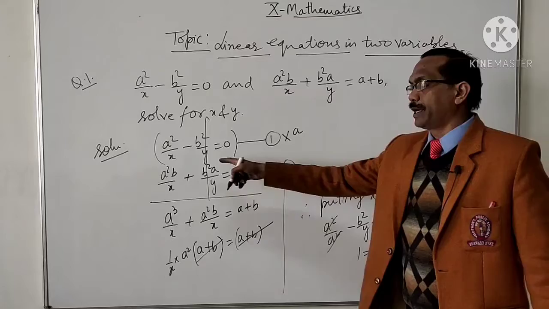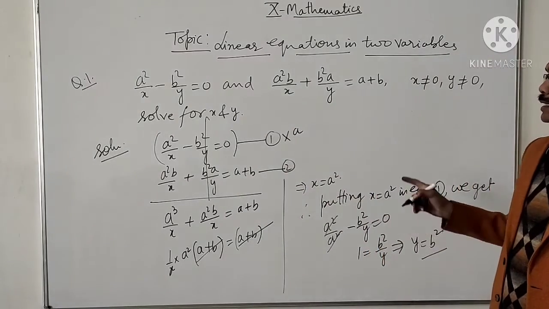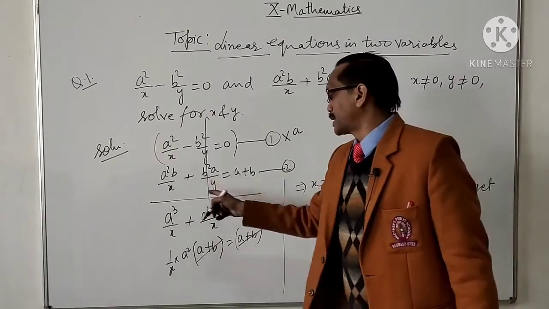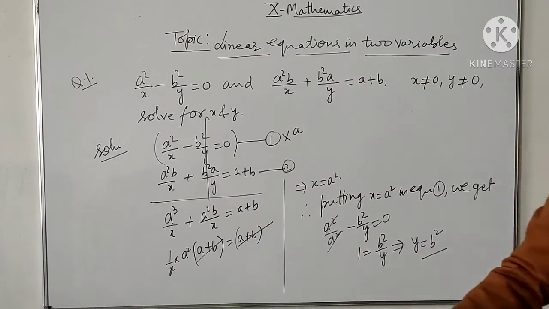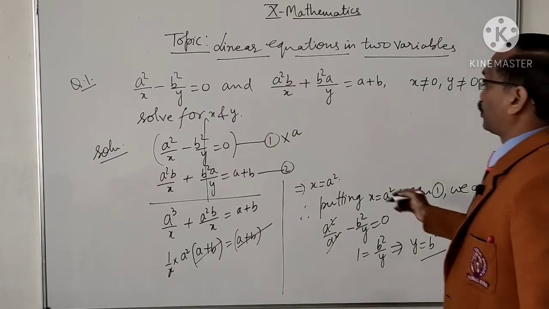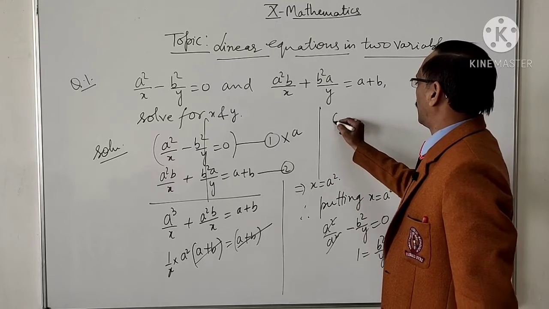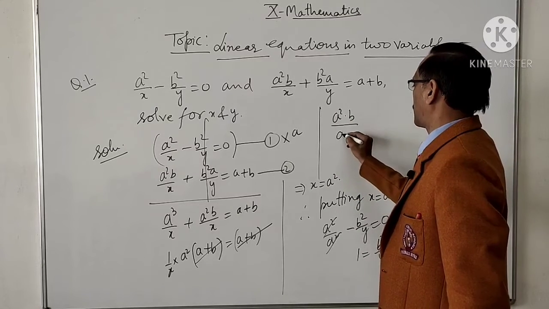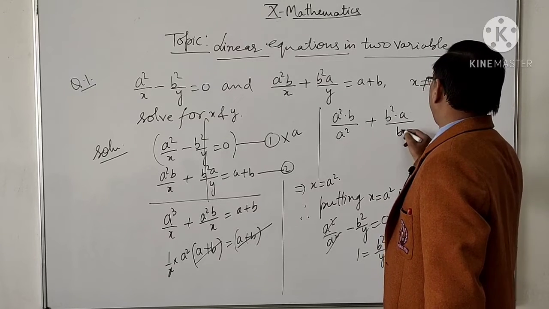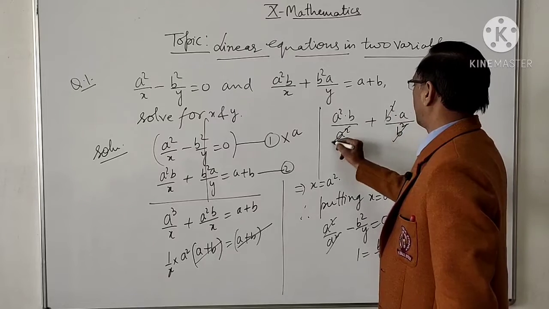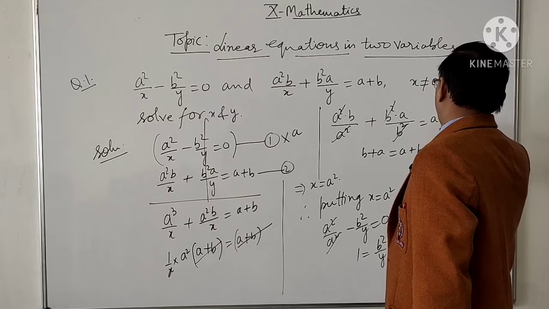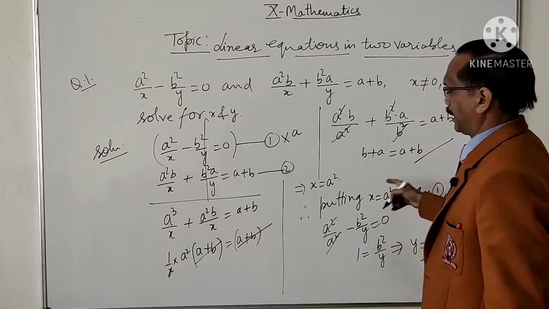If we put the values of a and b in equation 1, we will get result 0. Or in equation 2, we will get b plus a equal to a plus b. To verify the answer, it is a square into b upon a square plus b square into a upon b square. The squares are cancelled, it is b plus a equal to a plus b. Hence, the result is correct.